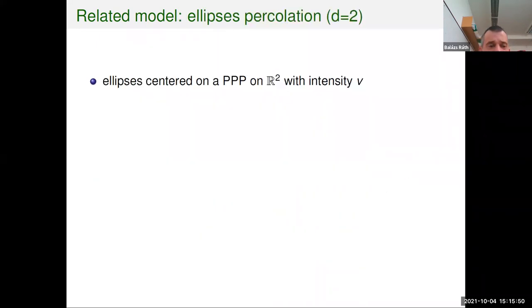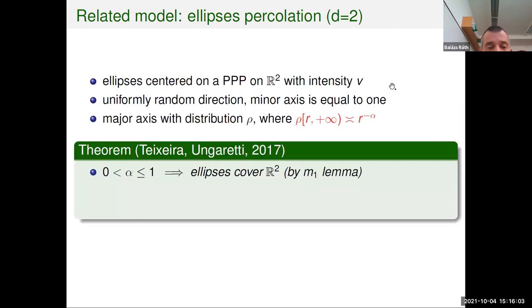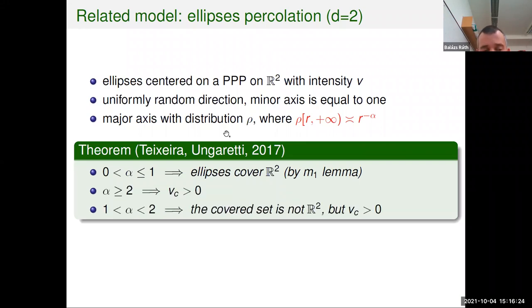and these are the formulas. So I'm slowly running out of time, so I'll have to be very brief with two of the most related models. One is called ellipsis percolation. So here, Teixeira and Ungaretti throw down not worms, but rather sticks or random ellipses where one of the axes has width one, but the other axis has a polynomial decay. And then their main result is that depending on the decay of the length of these sticks with random orientation in the plane, you can have, so if the tail is very fat, then these ellipses cover the whole space. So this is essentially our first moment lemma. And they show that if the decay is fast enough, then there is a non-triviality of phase transition.